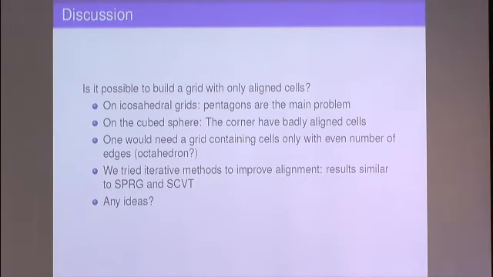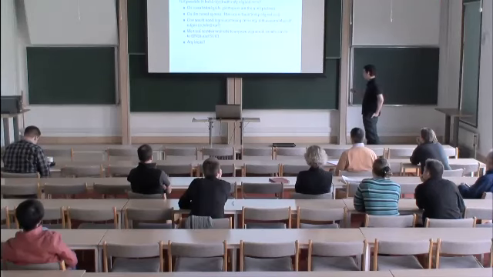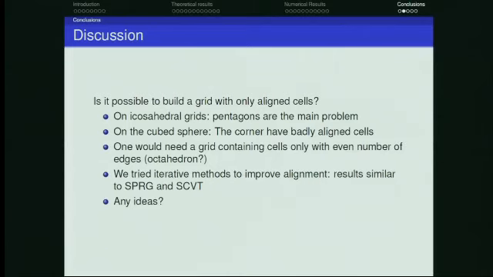This is something I didn't have a slide to show here, but it's easy to see. If you just plot the cubed sphere, you see that they're badly aligned there. So to get a fully aligned grid, you would need a grid with only cells that have an even number of sides. So we took a look at the octahedron grid generated, because it has 6 squares and the rest are all hexagons. But it turns out that around these squares, the cells are really badly aligned.